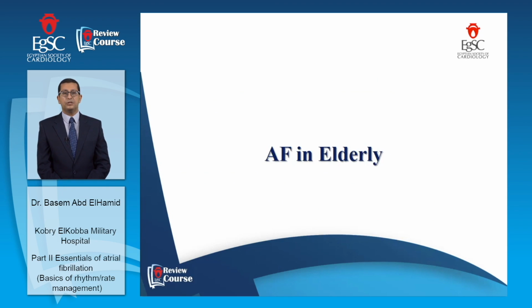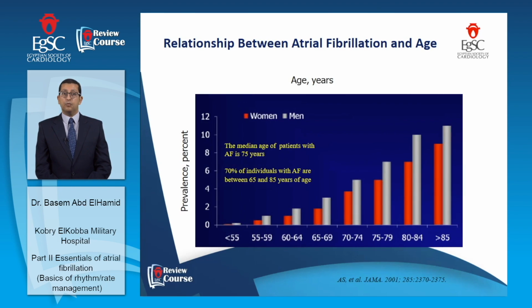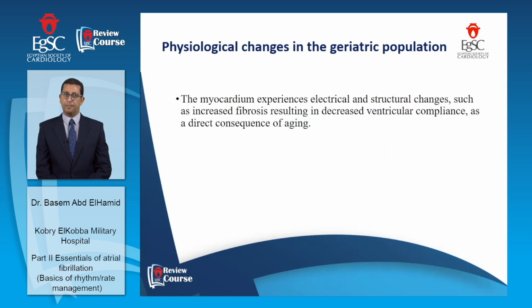Of course, we talked about how one of the major important factors in rhythm control is age. What about AF in the elderly? We all know that the median age of patients with AF is about 75 years. 70% of individuals with AF are between 65 and 85. Increasing age increases the prevalence of atrial fibrillation. Why AF in the elderly? Because the myocardium experiences electrical and structural changes such as increased fibrosis, resulting in decreased ventricular compliance as a direct consequence of age.